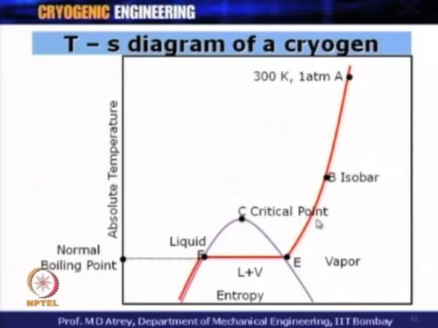This is the critical point. A critical point has both liquid and vapor, and there is no phase differentiation between the two. You can see that as I go on increasing the pressure, my latent heat starts reducing. The latent heat becomes less and less as I increase the pressure, and at this particular point there is no latent heat. One cannot differentiate between liquid and vapor at this point, and it is called the critical point. The temperature and pressure associated with it are called the critical temperature and critical pressure.